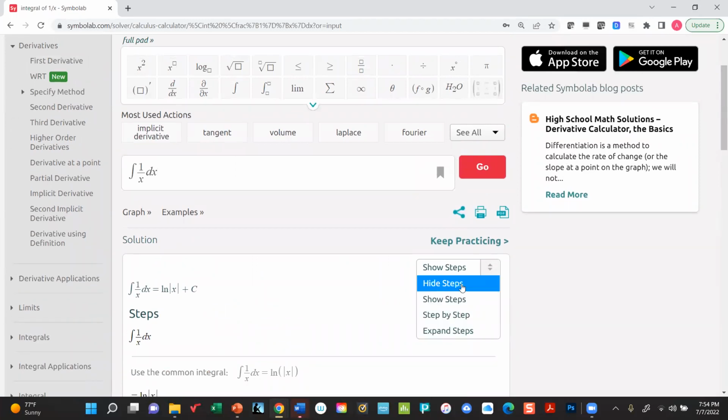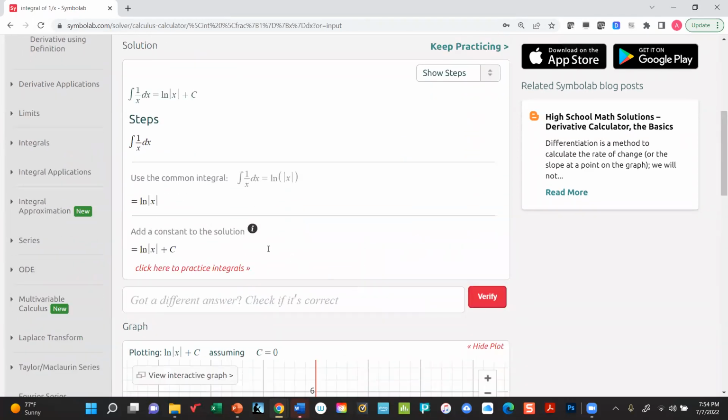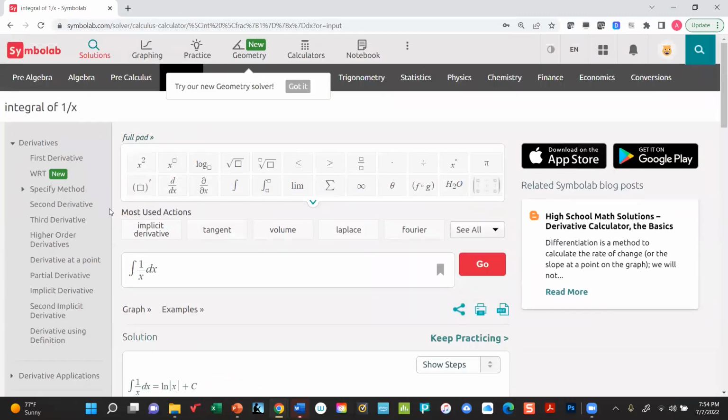Which, by the way, I now have the paid version, which is not very expensive. And wherever there are little hints here like this, I can look at them. Always add a constant. Okay, so it's capable of doing this. Very nice.